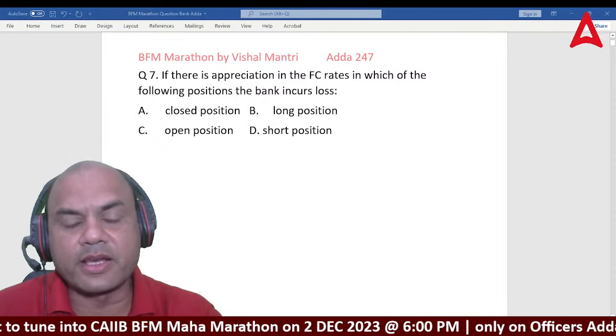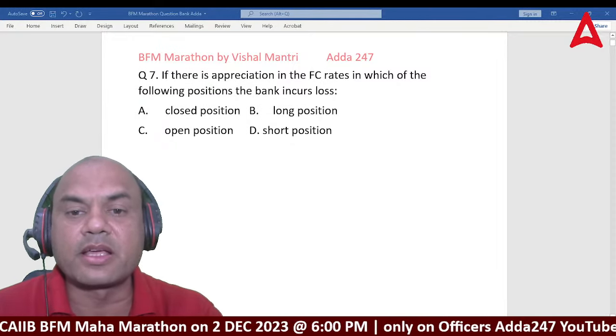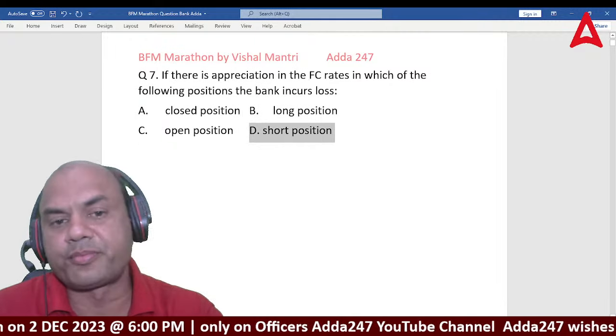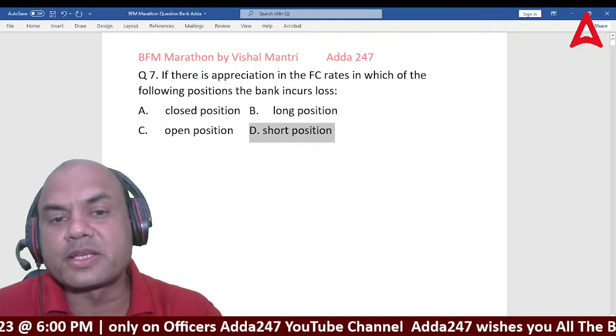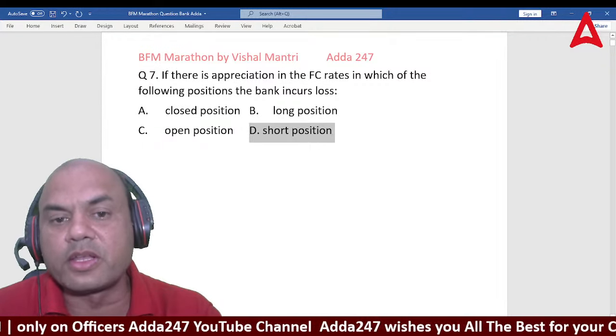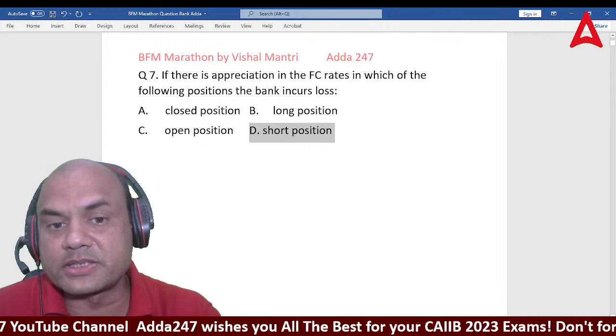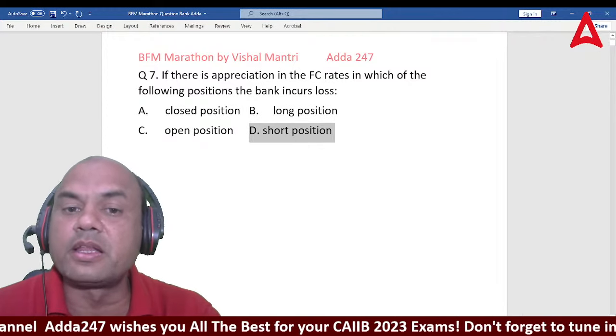So the answer is correct. Many of you have answered it correctly, but some of you have answered it wrong. Here the answer is short. When the currency appreciates and you are in the short position, you will definitely incur a loss.